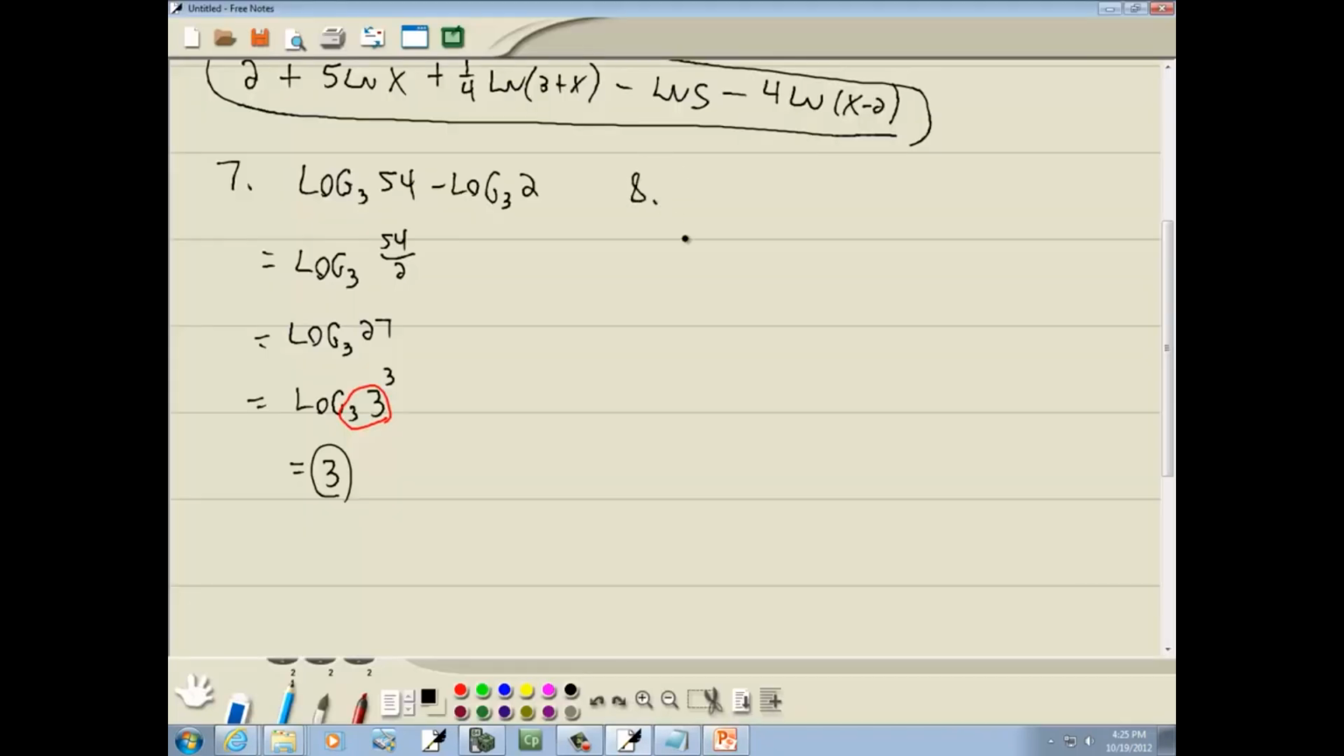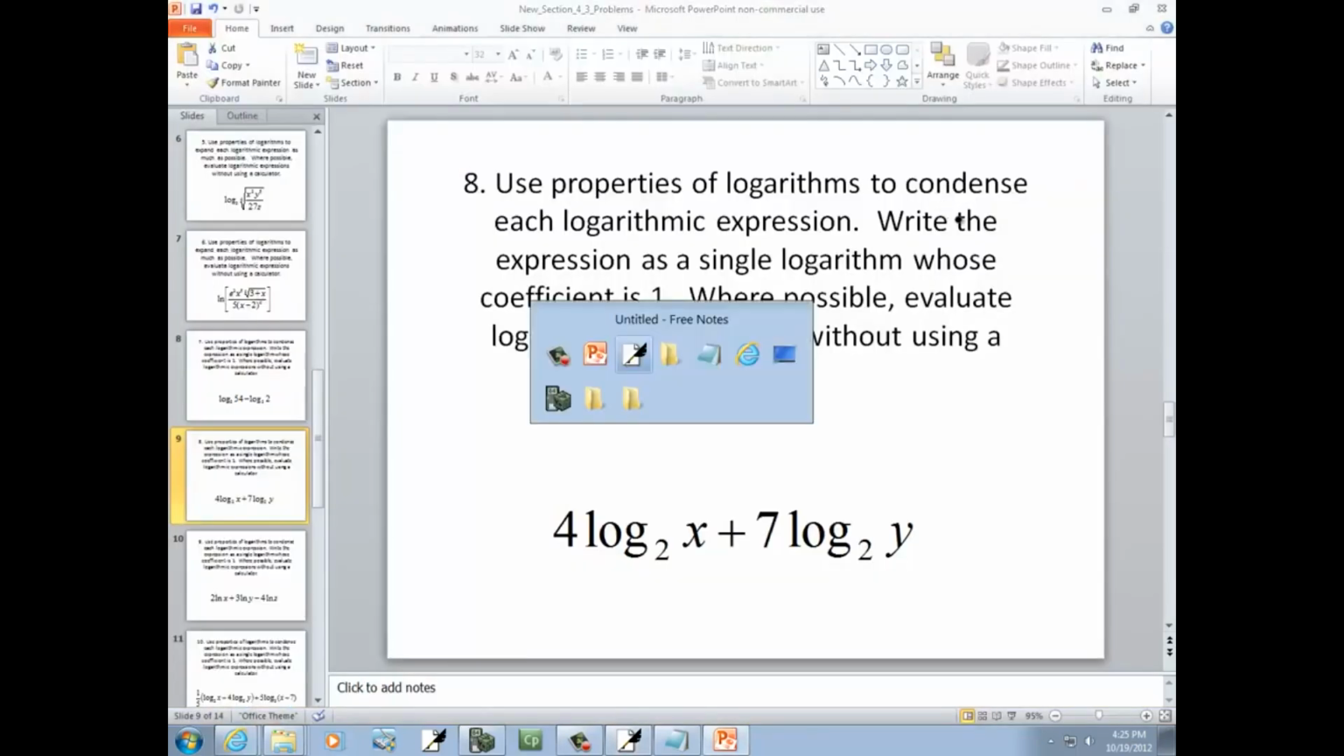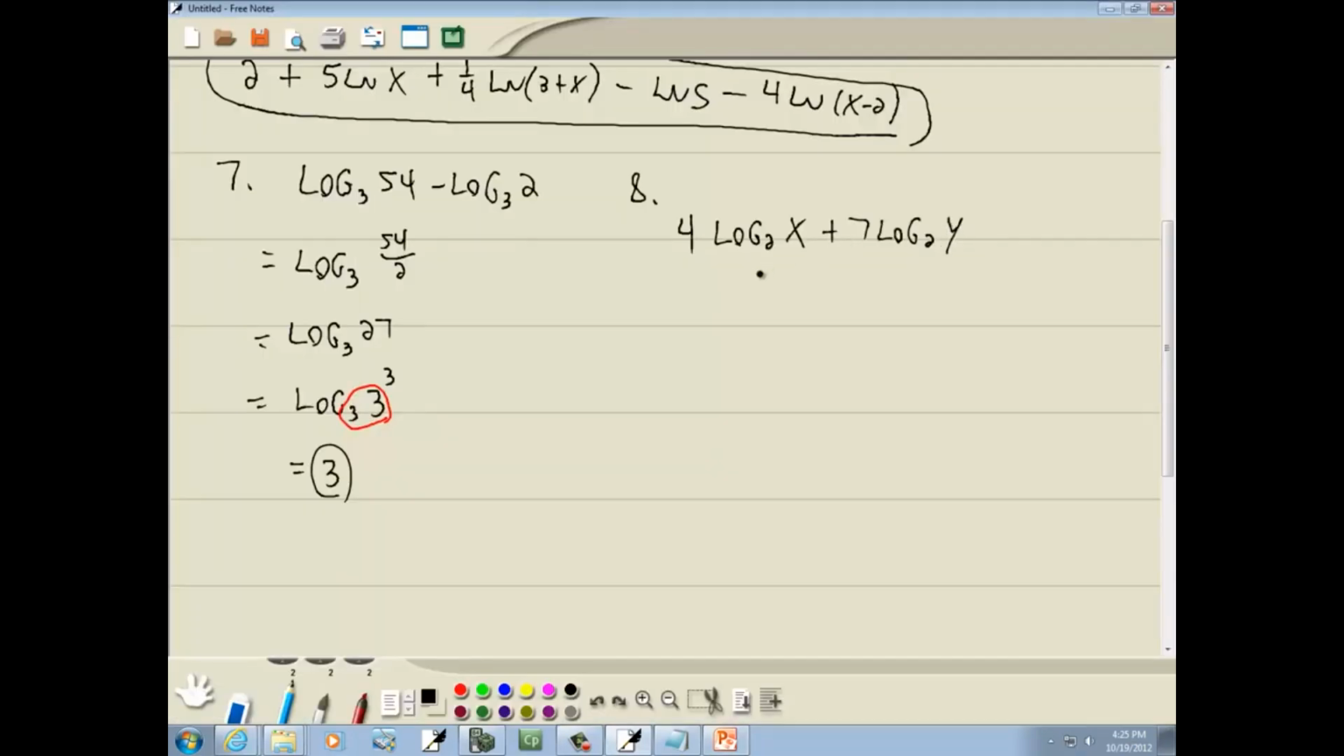Let's look at this one. We've got 4 log base 2 of x plus 7 log base 2 of y. Now we can't use our addition and subtraction properties unless the log is by itself. There's no numbers in front of it. Notice on the previous problem there were no numbers in front of this log, there were no numbers in front of this log. So that's why we could do it. So our first step here is to take our number that's in front of the log and put it as our power.